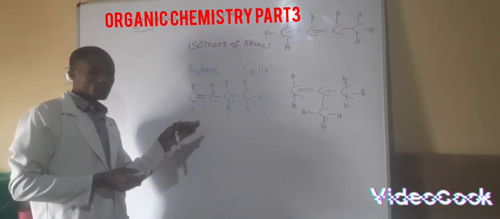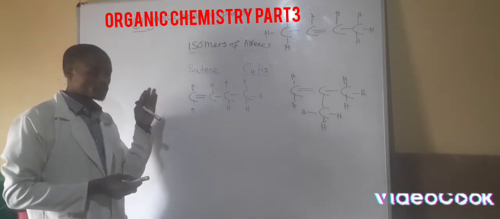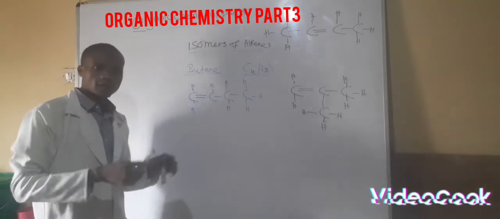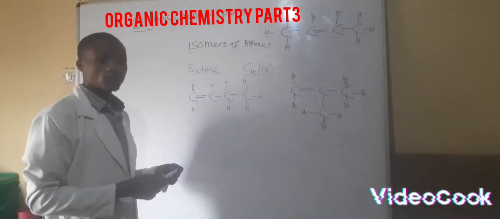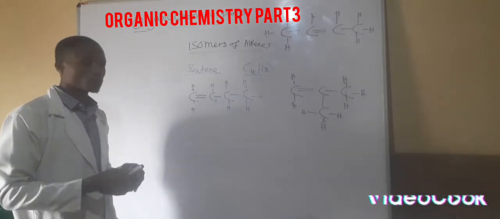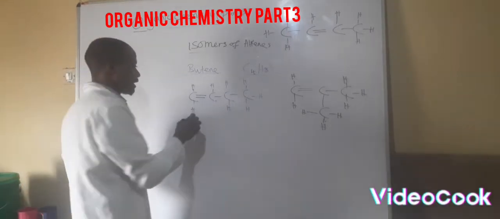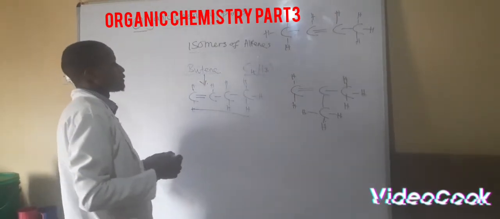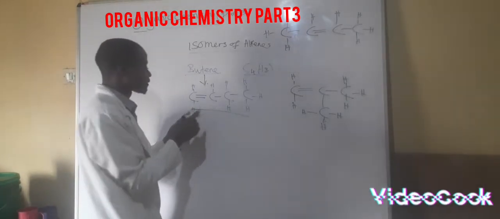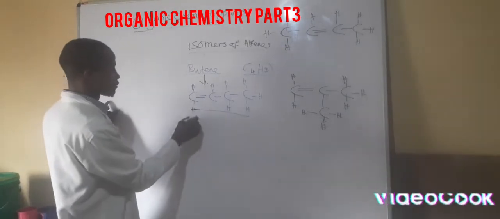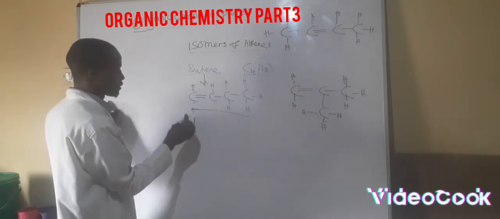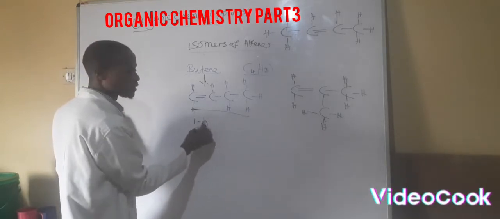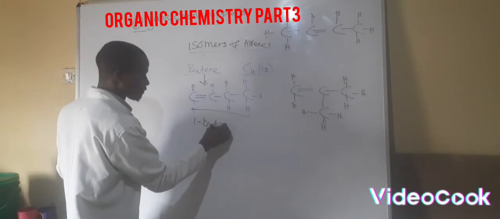Now when naming these isomers, we're going to follow the same stages we were using under alkene. You first have to identify the longest continuous carbon chain, the chain which contains a lot of carbon. So for this one, the name is not changing, it is just butene. This is just butene, which can also be called 1-butene. Usually we don't put 1, but I'll just write it for the sake of understanding.